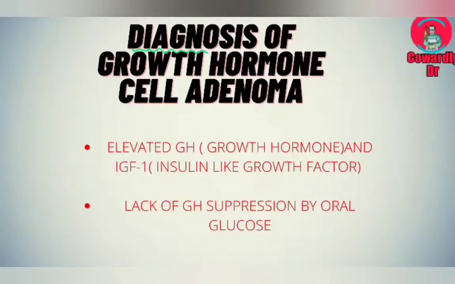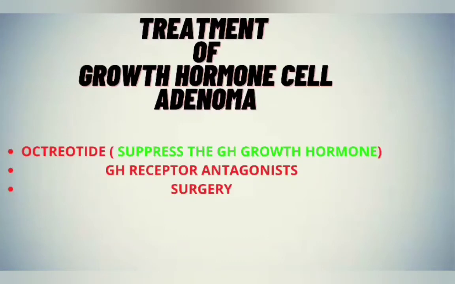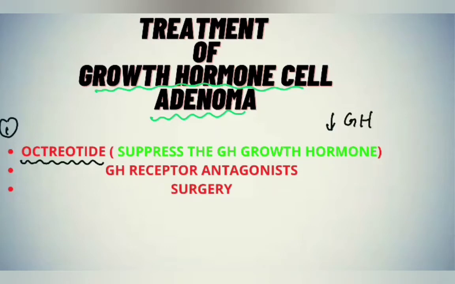Now we will discuss the diagnosis of the growth hormone cell adenoma. There will be elevated growth hormone as well as insulin like growth factor 1. Number 2, oral glucose normally suppresses or inhibits the growth hormone, but the important point to know is that the oral glucose will not work in case of growth hormone adenoma. For the treatment of the growth hormone cell adenoma, we use number 1, the octreotide. It suppresses the growth hormone. Also we can use the growth hormone receptor antagonist, and surgery may be used for the treatment of the growth hormone cell adenoma.